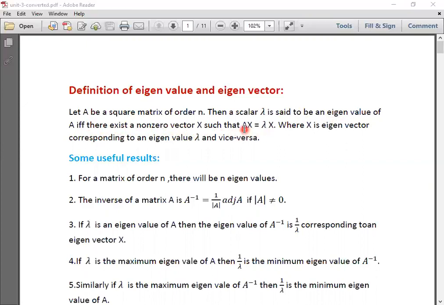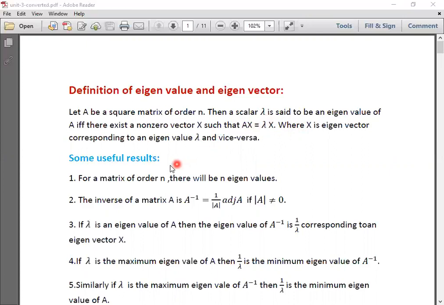If we multiply a given matrix A with some non-zero vector x, then the product Ax should be in the form of lambda times the same non-zero vector x. Then lambda is said to be an eigenvalue. Then that non-zero vector x is said to be an eigenvector corresponding to the eigenvalue lambda and vice versa. That means if lambda is an eigenvalue of A, when satisfying this condition, then x is said to be the corresponding eigenvector. Similarly, if x is an eigenvector of A, then lambda is its corresponding eigenvalue.